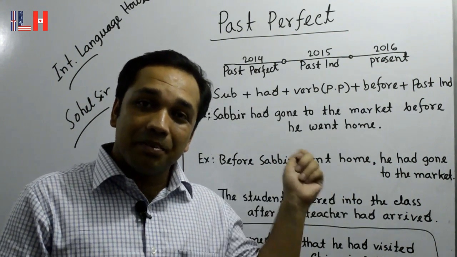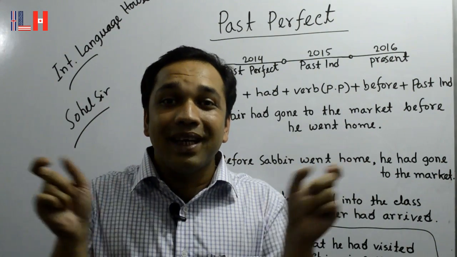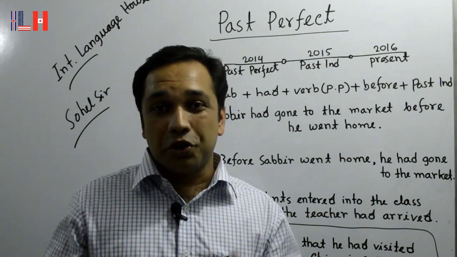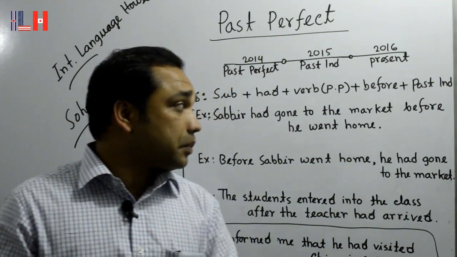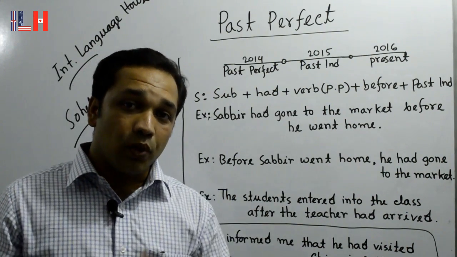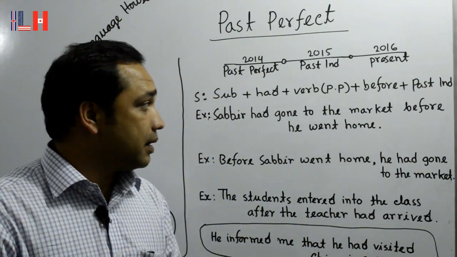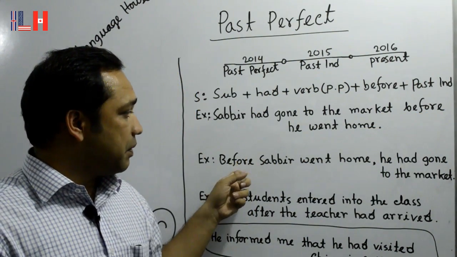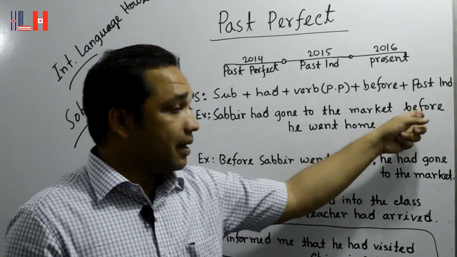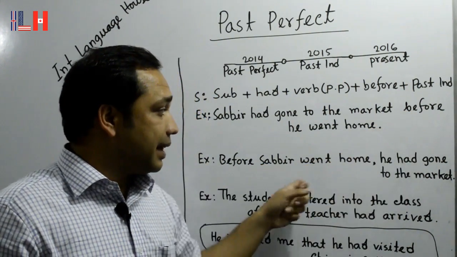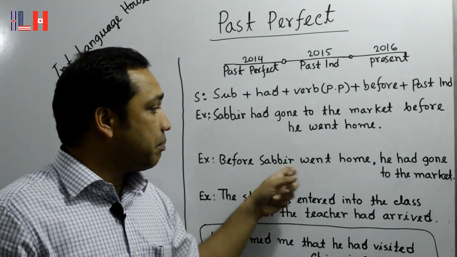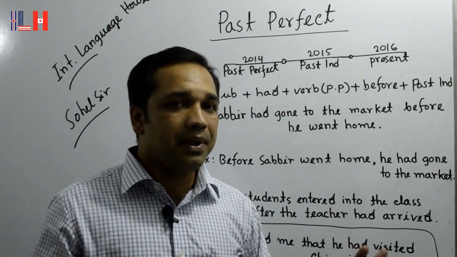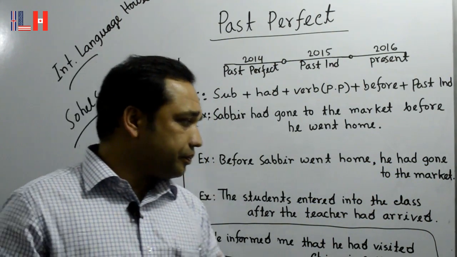When you learn something, you need to think and relate those incidents, and make as many sentences as possible to make yourself clear. Not only that, the same thing we can also express in a different way. You can also use before at the very beginning: before Sabir went home. And remember, when you use before first, then you need to give a comma: before Sabir went home, he had gone to the market. Same thing exactly.